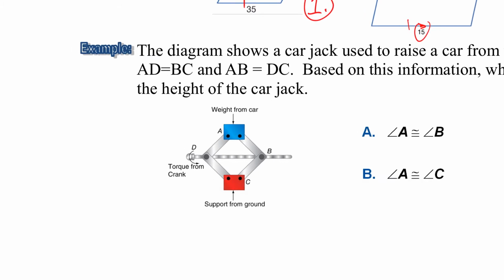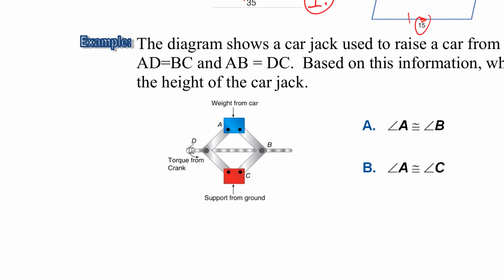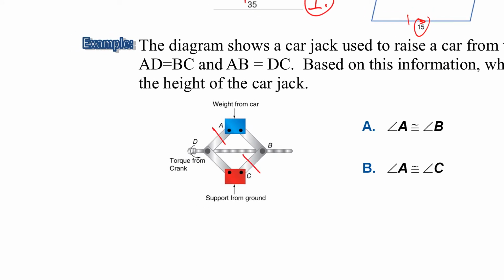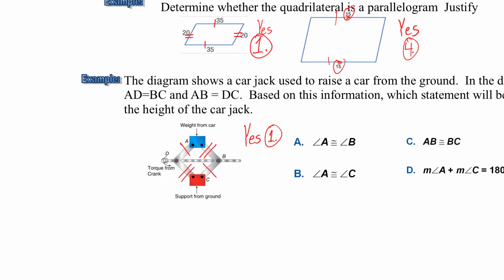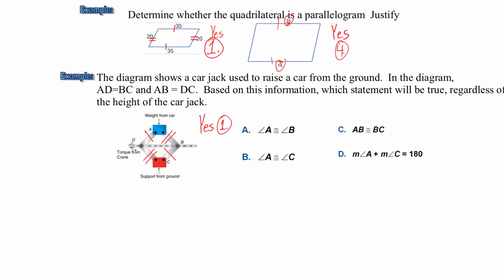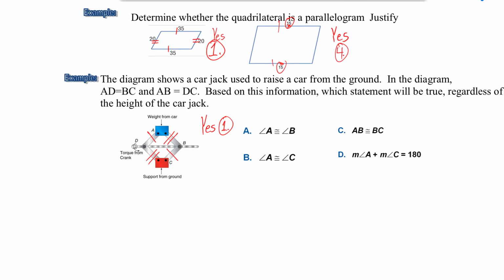All right. So on this, first of all, let's mark it. It says AD is congruent to BC, and AB is congruent to DC. Now, before I do anything else, is that a parallelogram if that's true? Yes, because of number 1 again. Now, I want to know which of these will always be true regardless of where the jack is at, how far up or down it is.